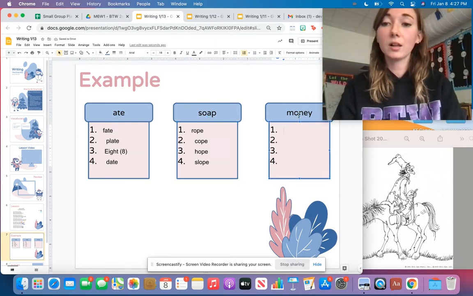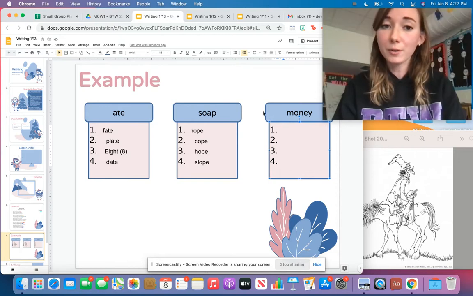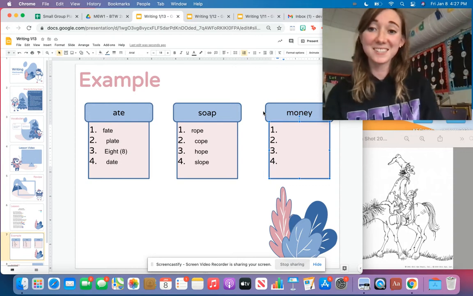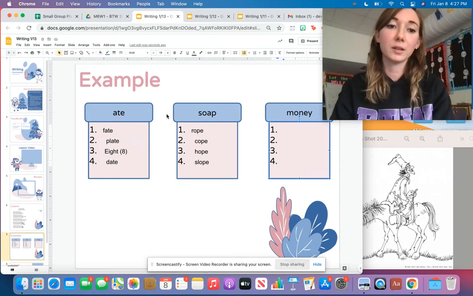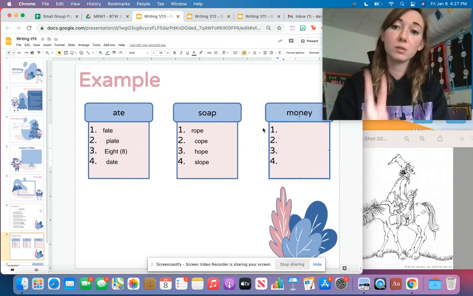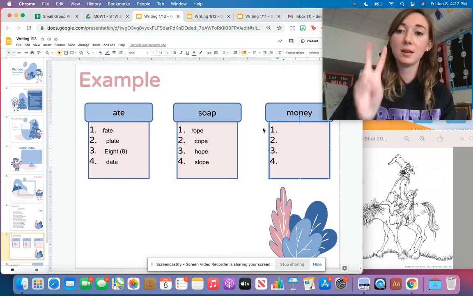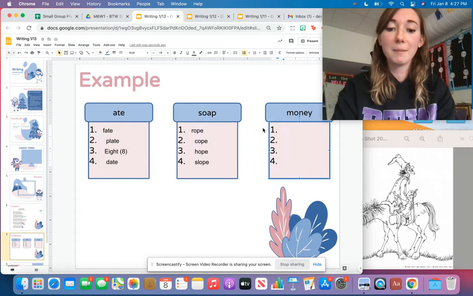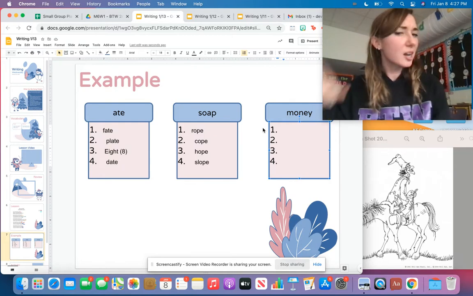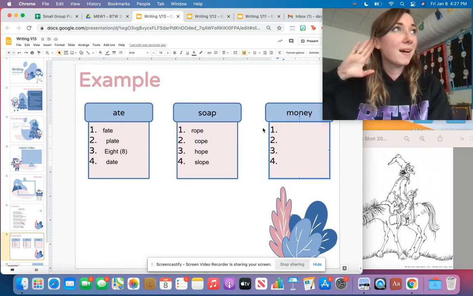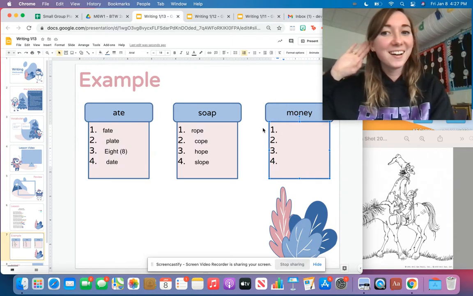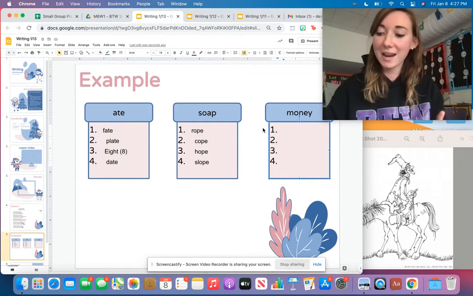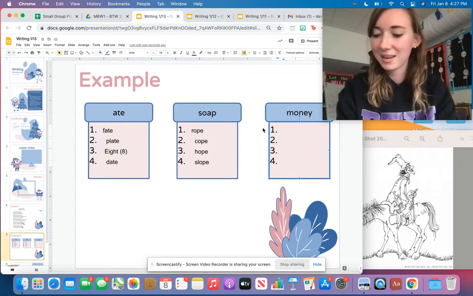So our last word that I'm going to model coming up with my own rhymes for is money. And this one's a little trickier because this is not a 1-syllable word like 8 or soap. This has 2 syllables. Money, right? So some words that rhyme with money. What do you guys think? Shout out some ideas. You guys are coming up with some great ideas, so thank you for participating.